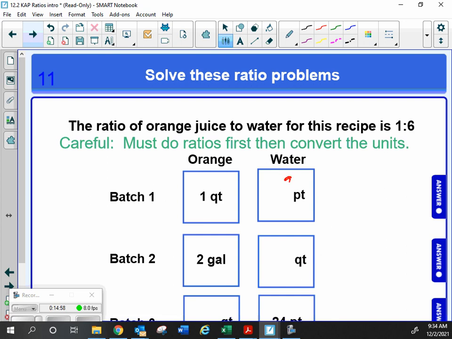So how many quarts should this be? If orange juice to water is 1 to 6, that's for every 1, there are 6. So if there's 1 quart, how many quarts of water should there be? 6 quarts, but it's asking you for the number of pints. So we need to do a proportion.